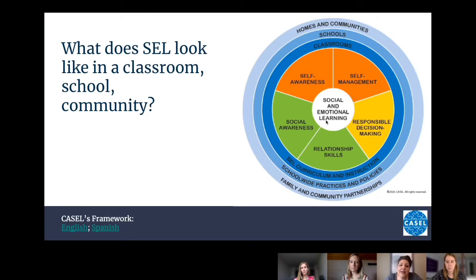What does SEL look like in a classroom, school, or community? When referencing this graphic, we see the framework devised by CASEL. As you might expect, the most effective social and emotional learning requires a strategic, systemic approach that involves everyone, from school leaders to community partners to family members, working together to ensure students receive the support they need. Successful SEL is not a standalone program or an add-on. Rather, it is a framework that is central to how schools, communities, and families value and support the social, emotional, and academic development of their children.